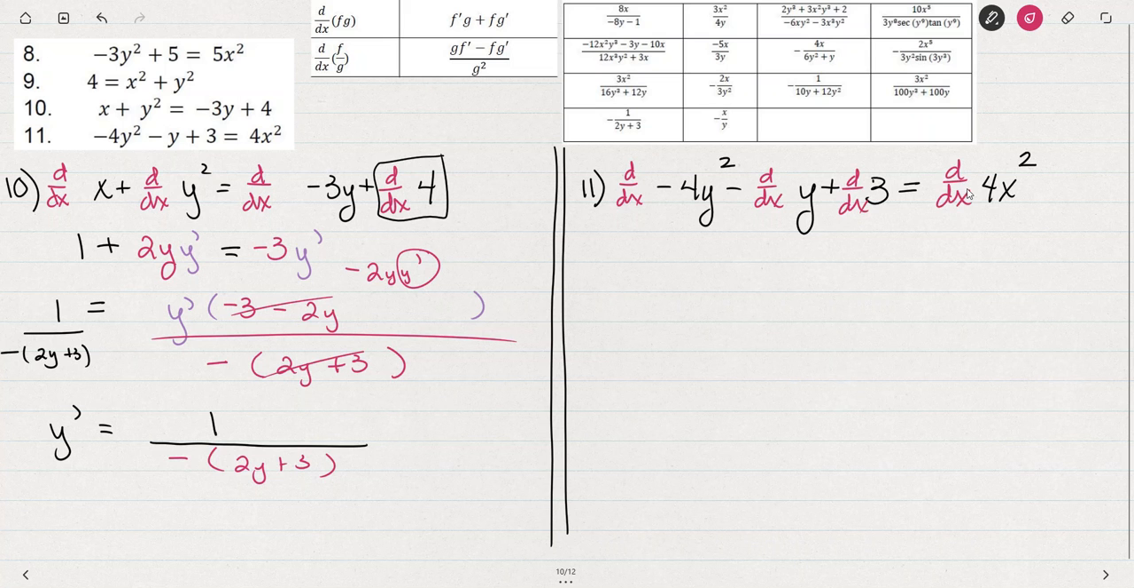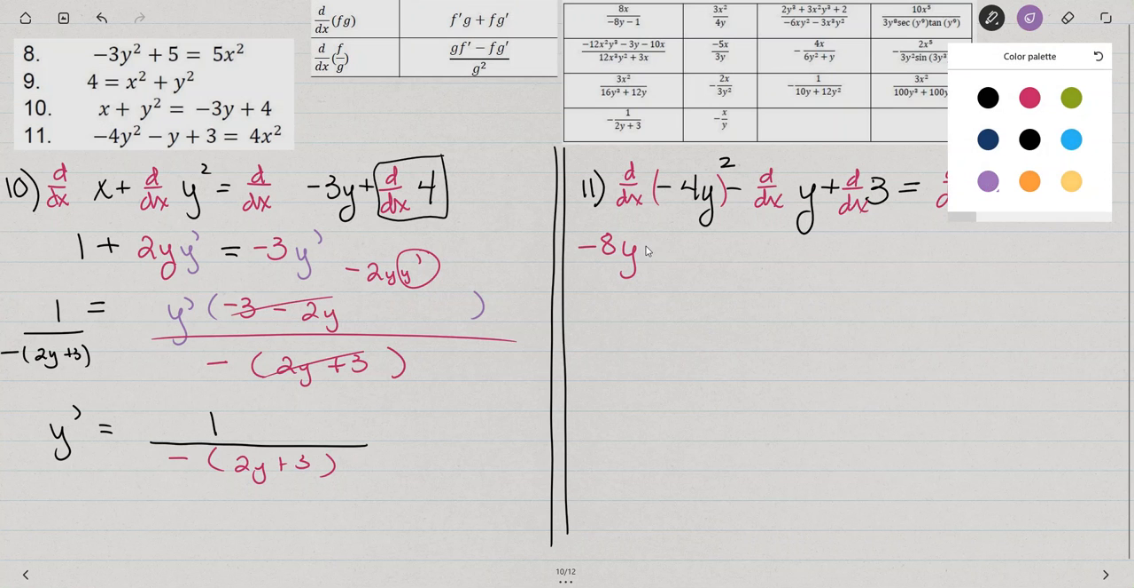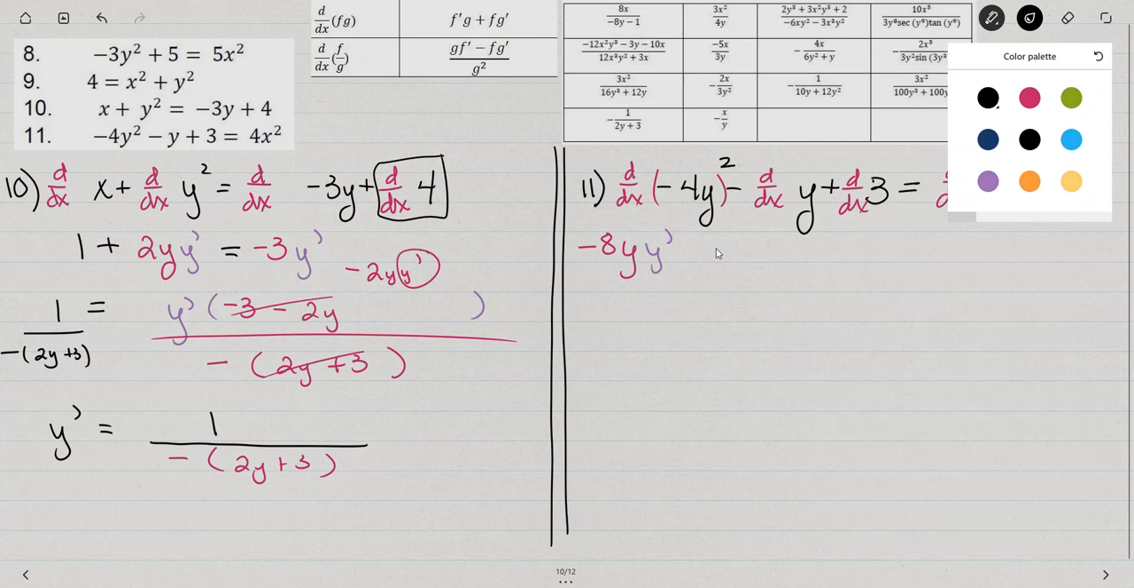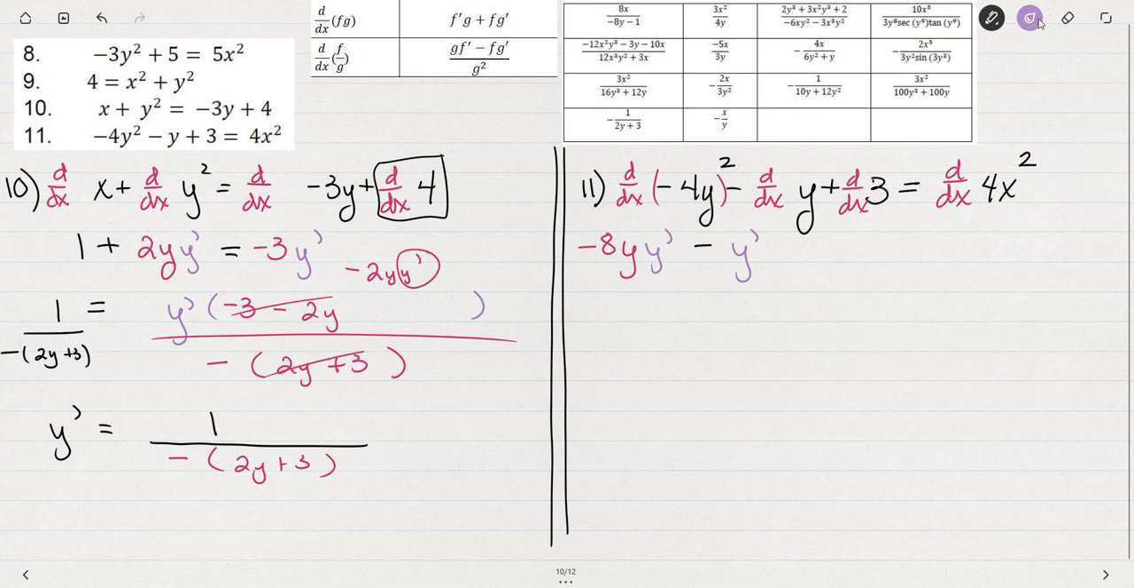Some of these terms will be really easy. The derivative with respect to x of negative 4y squared is going to be negative 8y, and then don't forget the chain y prime, minus the derivative of y, so that's just minus y prime, plus the derivative of 3, the derivative of a constant is just 0. Don't even have to write it. I could just throw it out, right?